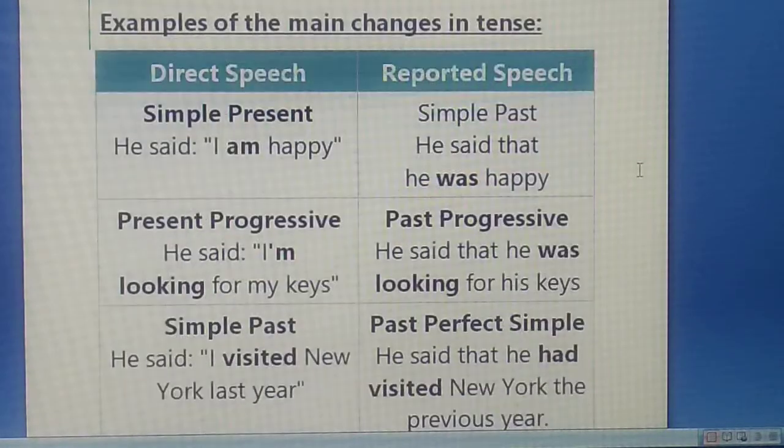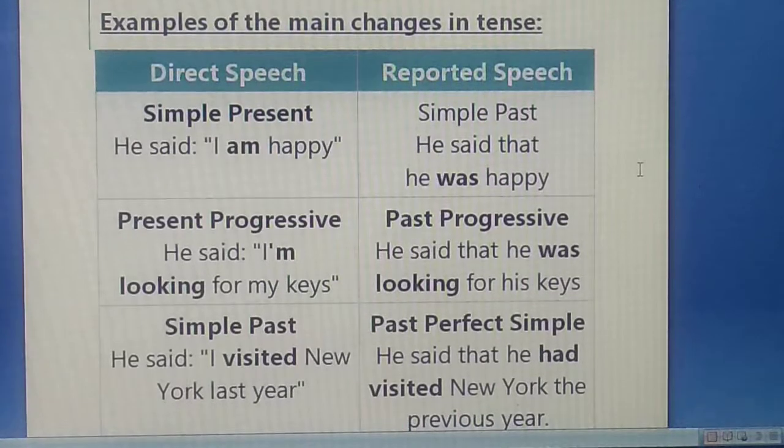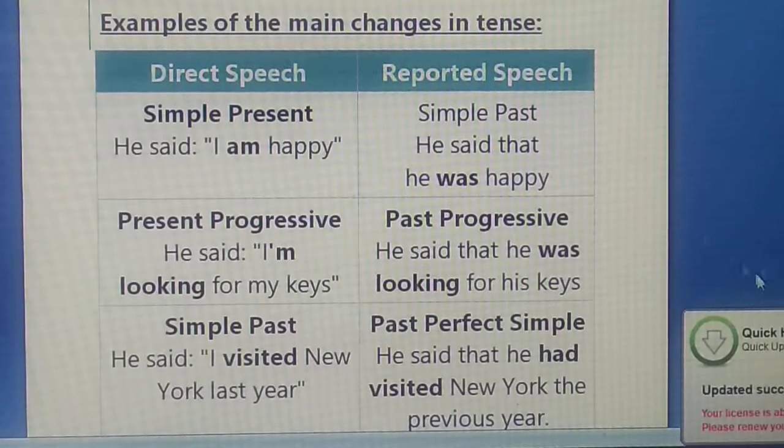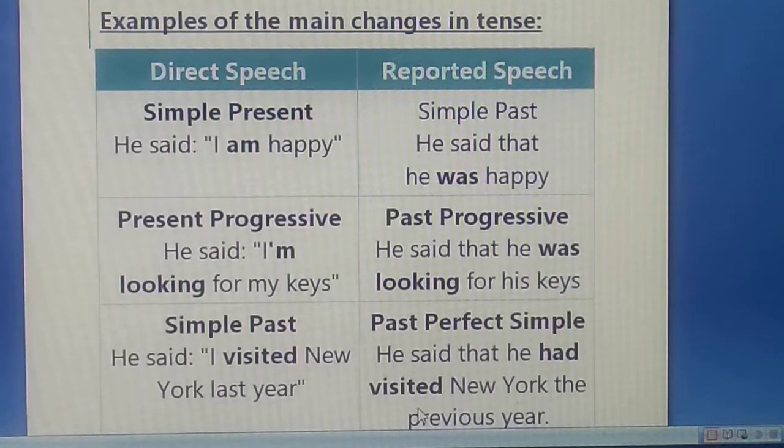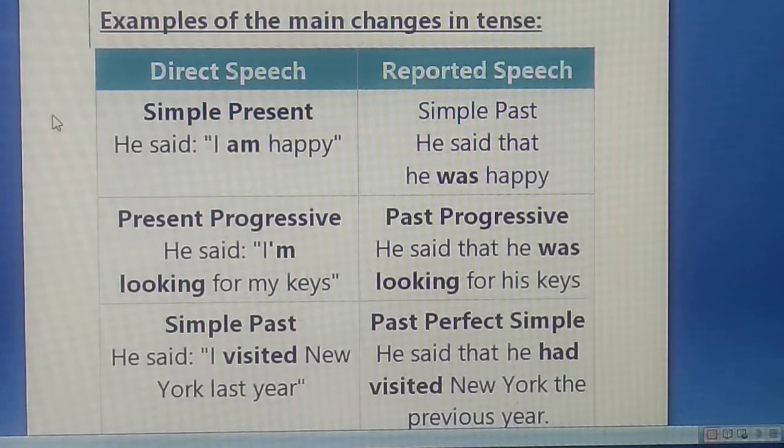Examples of the main changes in tense. Direct speech, reported speech means indirect speech. Okay, simple present. He said, I am happy. He said that he was happy. I changes into he. Yes, children. And the tense also changes here. Am into was.